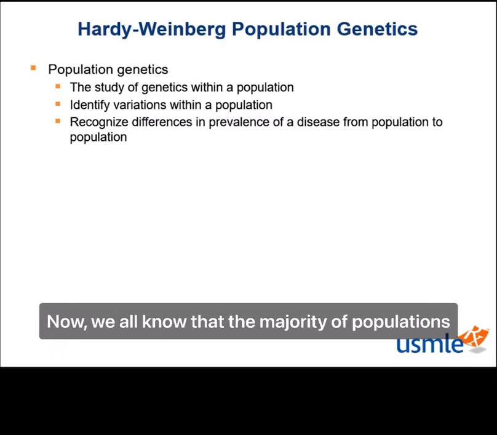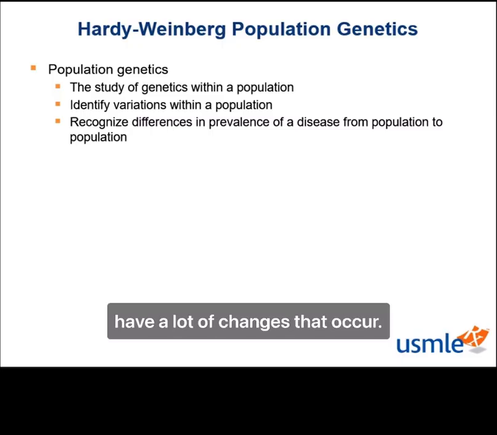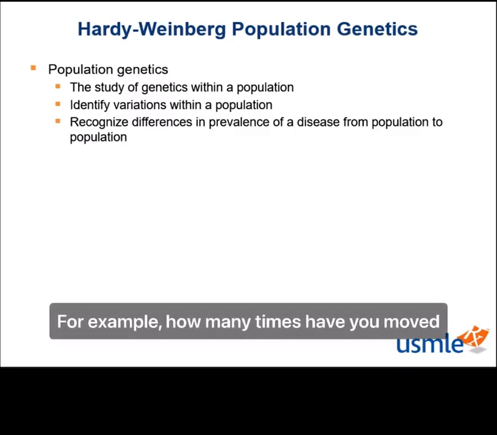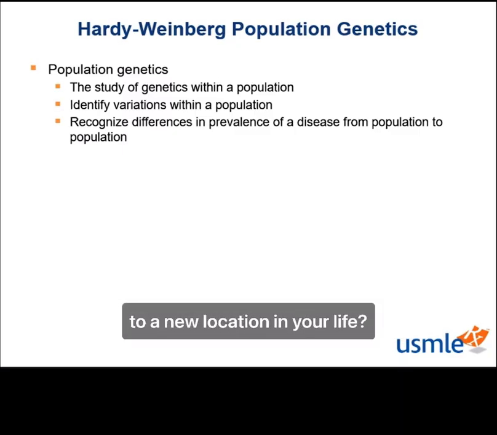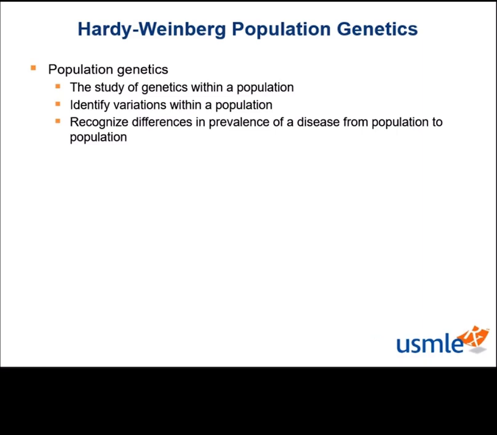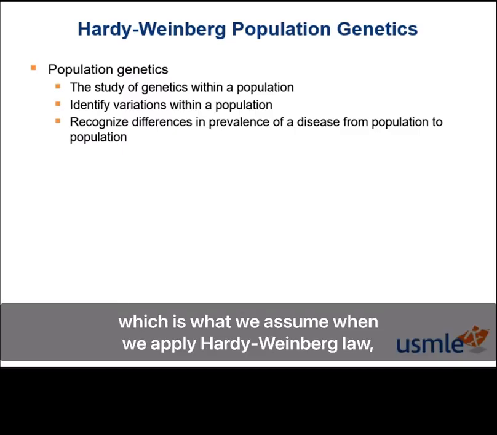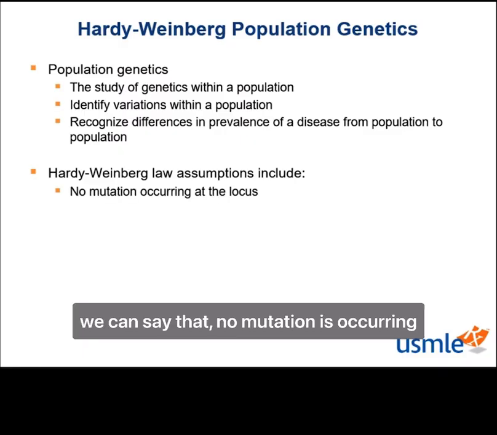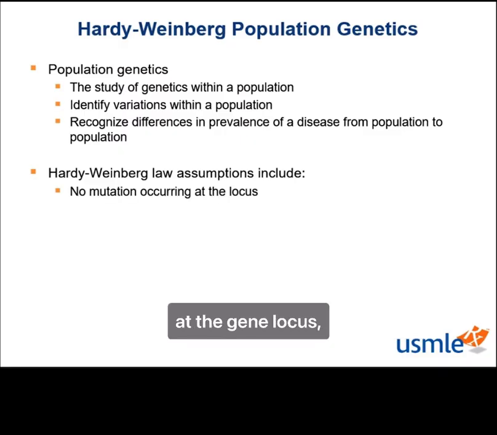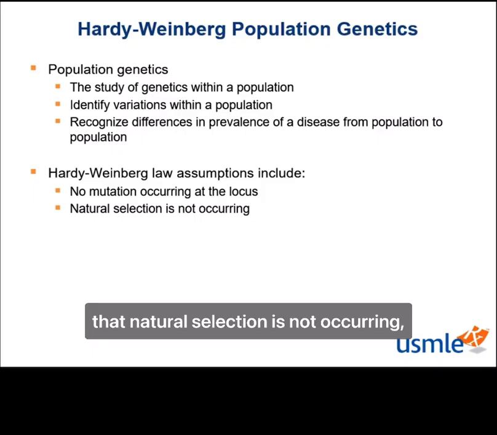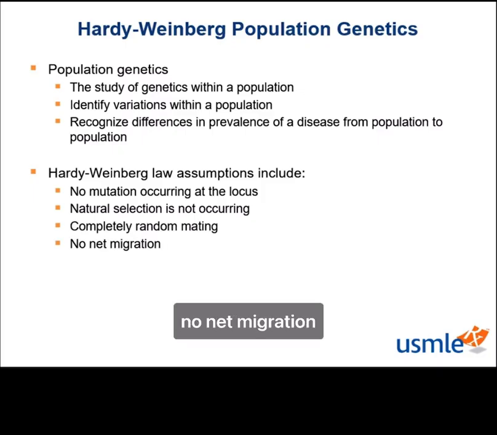Now, we all know that the majority of populations have a lot of changes that occur. For example, how many times have you moved to a new location in your life? People come and go. But in an idealized population, which is what we assume when we apply Hardy-Weinberg law, we can say that no mutation is occurring at the gene locus, that natural selection is not occurring, that there is completely random mating, no net migration, and a large population.